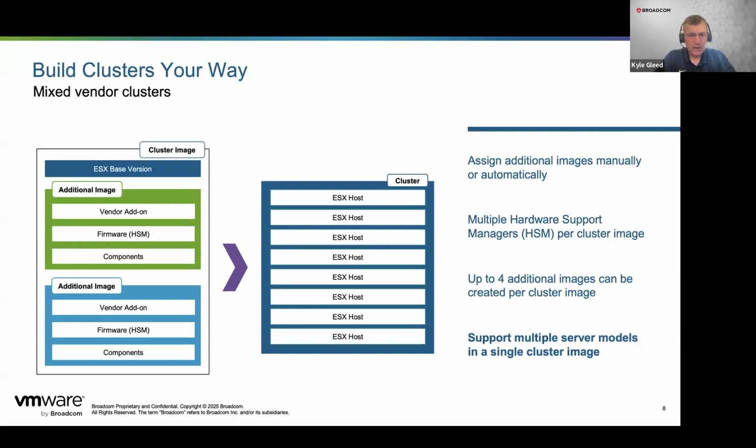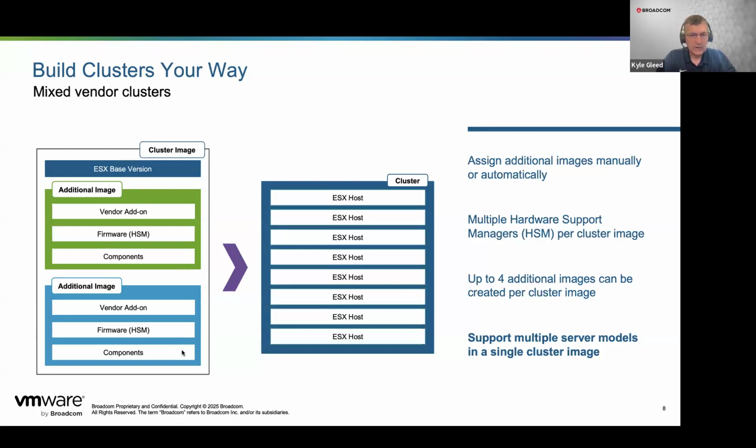But one of the challenges we've had with this architecture is that you were limited to one image per cluster. Sometimes I might want to mix a couple of different server models or servers from different vendors into a cluster, whether that's a transitionary thing as part of a hardware refresh, or maybe I just need some temporary capacity. But that was always a challenge. With vSphere 9, we now have the ability to have up to 4 images assigned to a cluster, and these can all have separate hardware support managers.